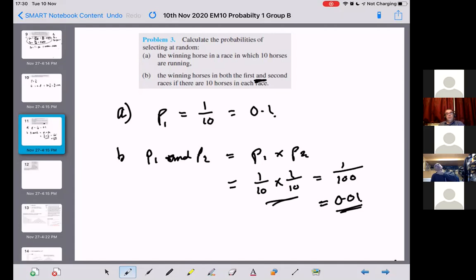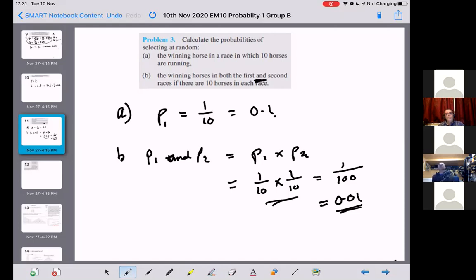What did you do? I did 1 over 10 for the first one, and then for B I did 1 over 10 times 1 over 20. I was thinking at the second race, you've only got half the chance of picking the second one in that second race. Well, the thing is, the double can't come up if you don't get the first one, can it?